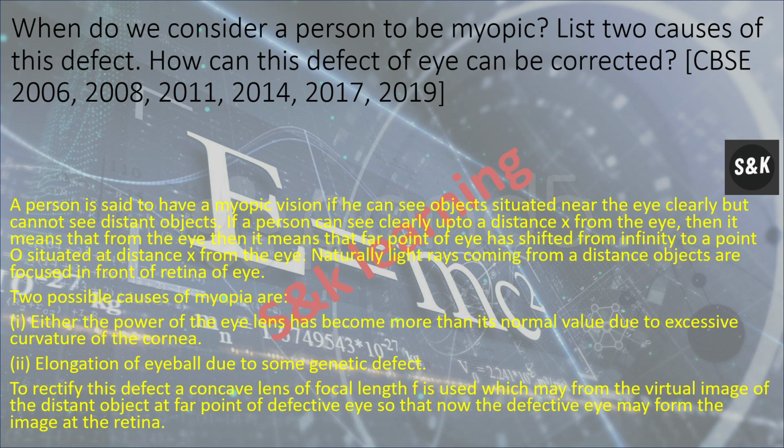If a person can see clearly up to a distance x from the eye, then it means that the far point of the eye has shifted from infinity to a point O situated at a distance x from the eye. Naturally, light rays coming from a distant object are focused in front of the retina of the eye. Two possible causes of myopia are, first, the power of the lens has become more than its normal value due to excessive curvature of the cornea. Second, elongation of the eyeball due to some genetic defect.